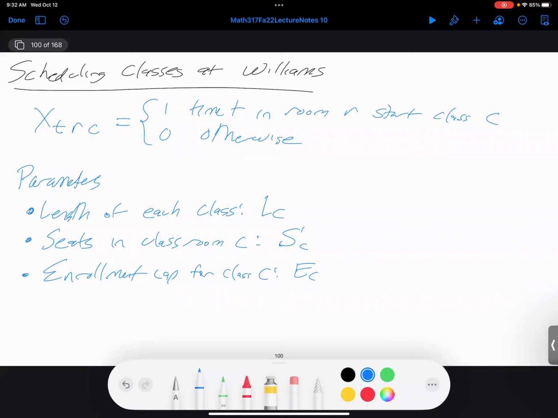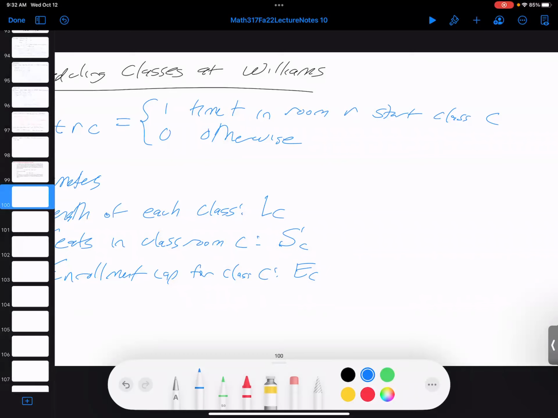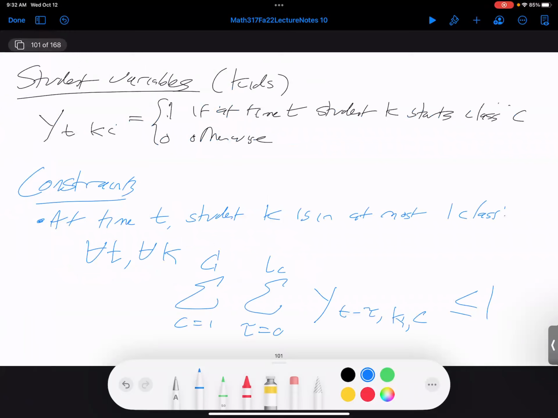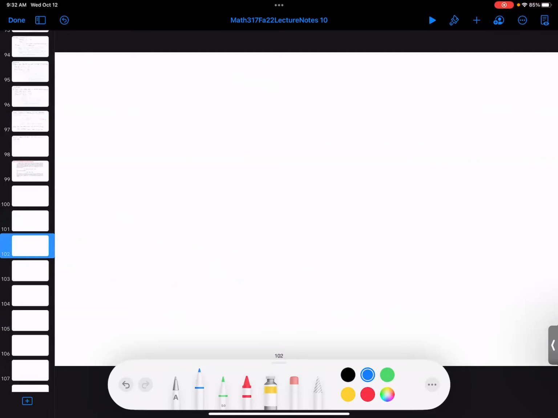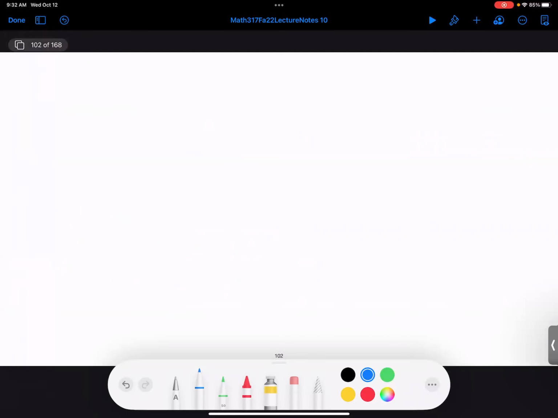So let's say a student wants to take class 1 at time 5. What must be true if a student is taking class 1 at time 5? The class must be scheduled at that time. So can you tell me how you would phrase this constraint?